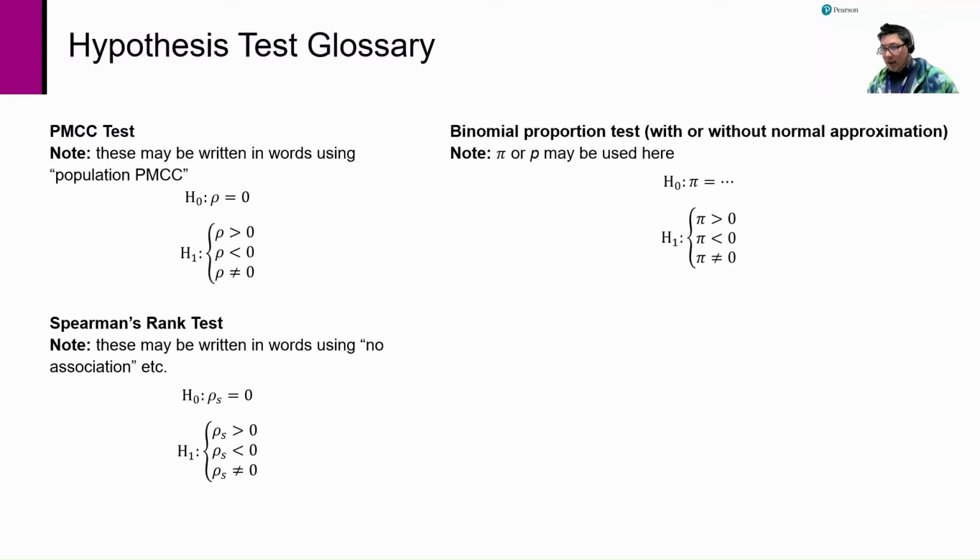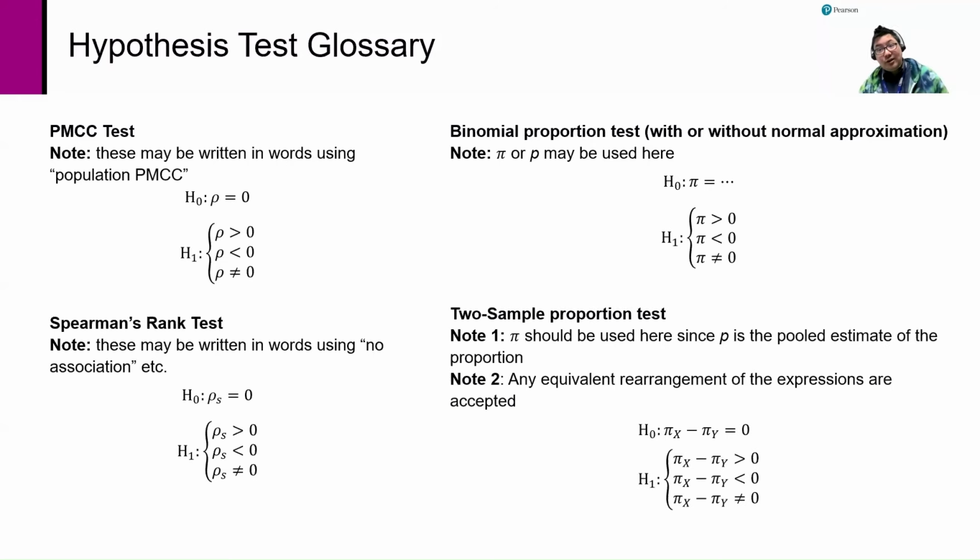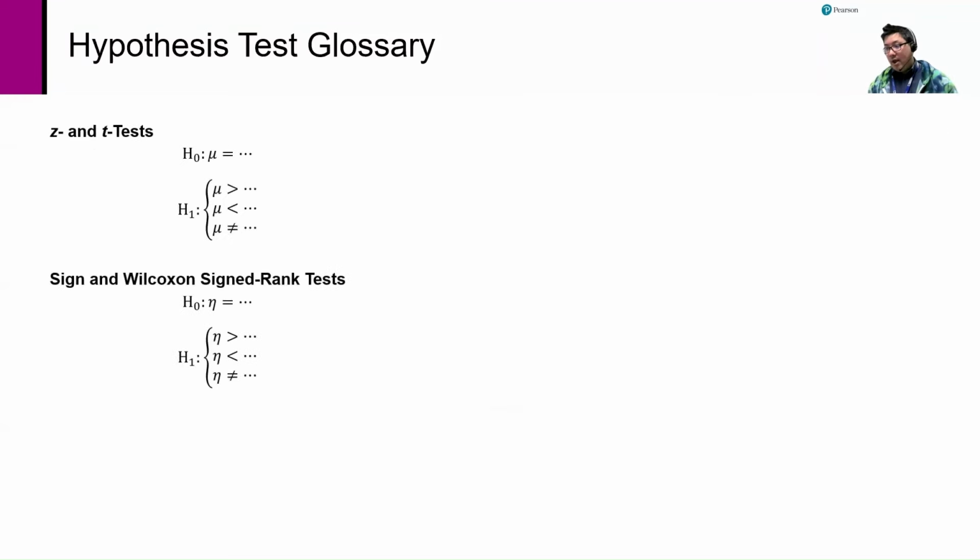Okay. In terms of the binomial proportion test, to get around the p issue, we'll turn the p into a pi. That is a good practice. The other good reason is because in a two-sample proportion test, p actually means something else. P is the pooled estimate of the proportion, not the population proportion. So pi should be used in a two-sample proportion test. I would encourage everyone to go for two-sample for pi's in those situations.